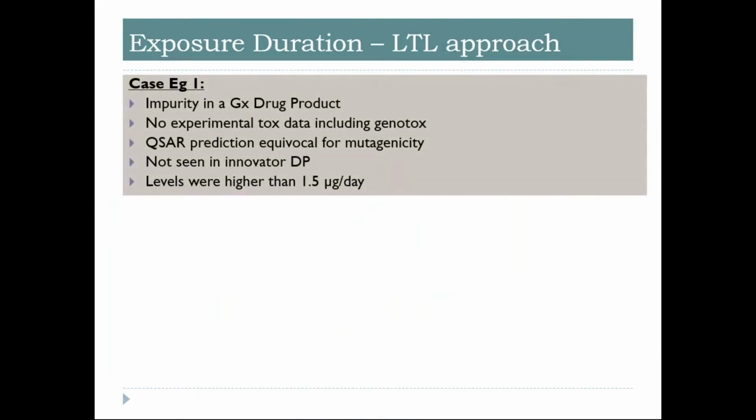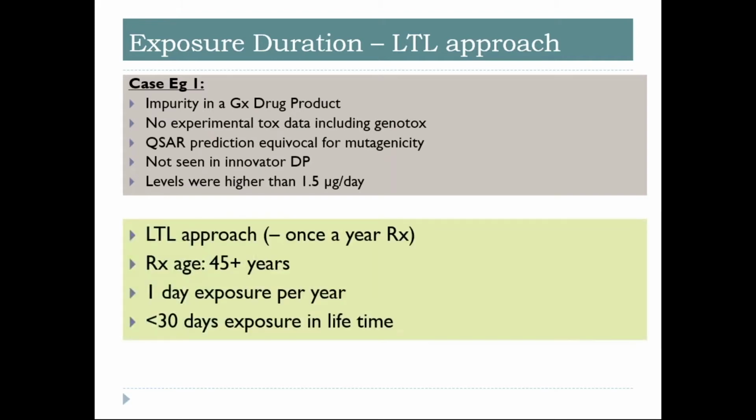Coming to the exposure duration LTL approach case example. One impurity is seen in a generic drug product, and there is no related toxicity data for this impurity, including Ames or other genotox studies. As usual, we ran the QSAR and it predicted equivocal for the mutagenic endpoint. Expert review also did not help us rule out this prediction. Moreover, this impurity was not seen in the innovative drug product, and the levels were found higher than 1.5 microgram per day. So what would you do?